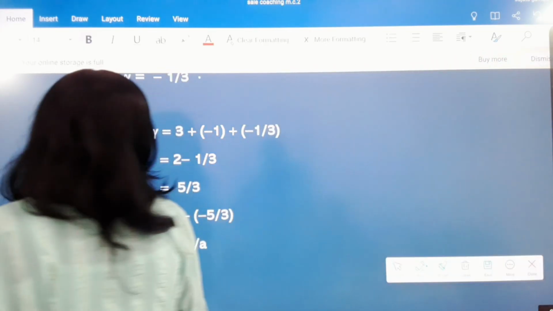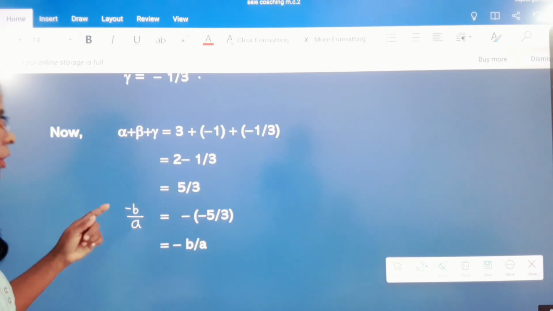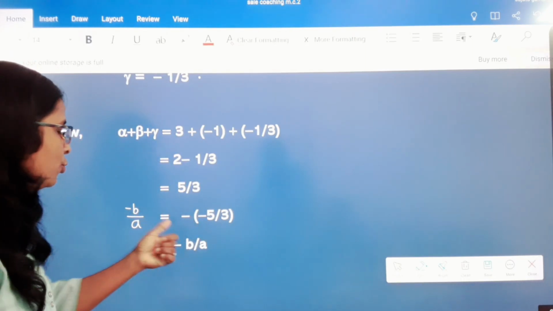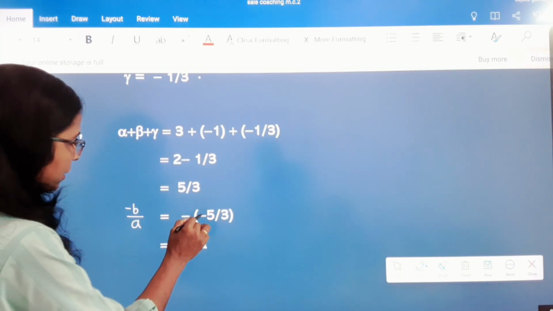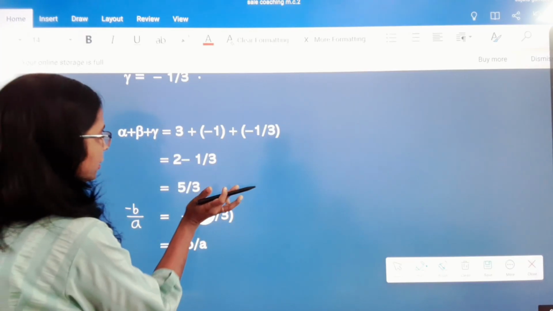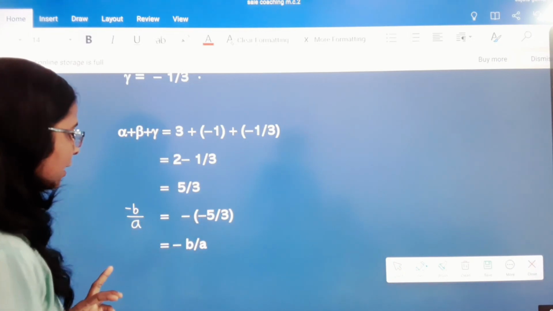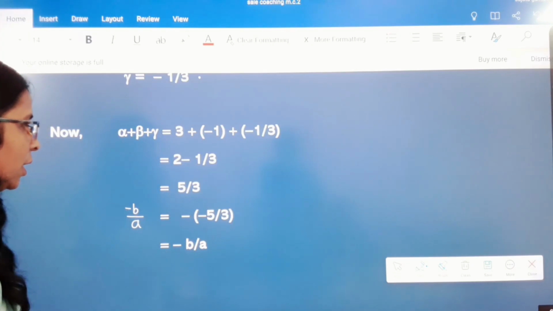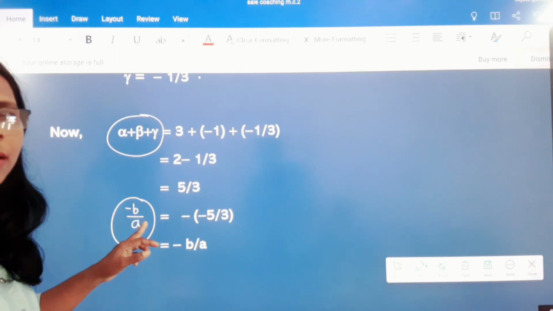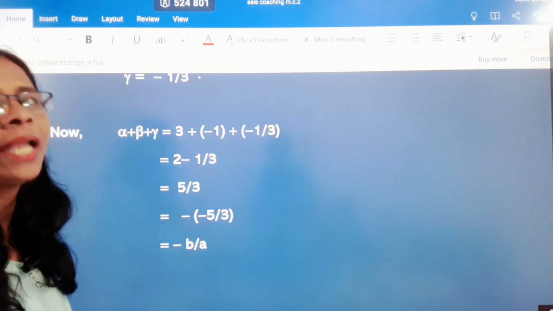And here also if you find out the value of -b upon a, what is the value of b? The value of b is 5 and a is 3, so we get -5 upon 3. Here negative means positive, so we get the value 5 upon 3. So we can say that alpha plus beta plus gamma is equal to -b upon a. Now the first formula is verified.